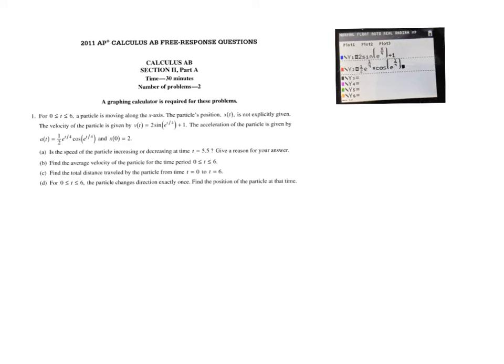Alrighty, we got here a classic particle motion question from 2011. So they give us an equation for the particle's velocity. They give us an equation for the particle's acceleration, not the position, but they do give us this initial condition. So the particle is at position 2 units from the origin when time t equals 0.